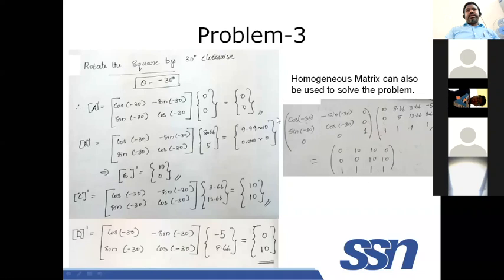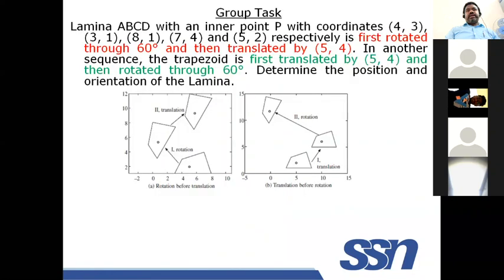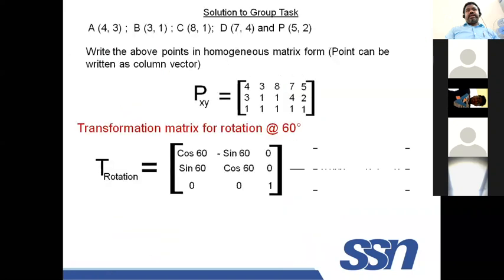See, check the answer. It remains same. 0 0 0 0. 10 0 10 0. Here 10 10 10 10. Here 0 10 0 10. Coordinates you can calculate. Okay, so you can use homogeneous matrix form to solve n number of points. Even 3D also you can use. Okay, so this one we have already discussed. We have already discussed this problem.